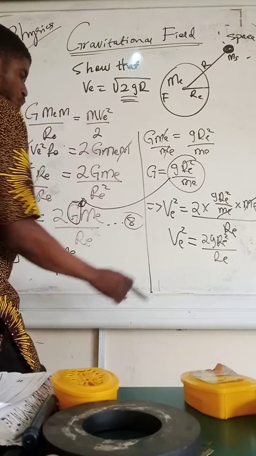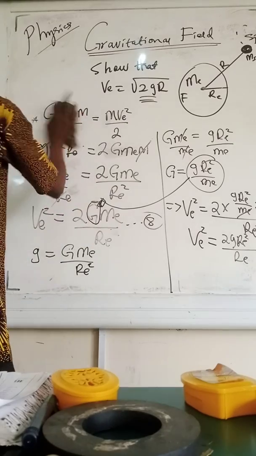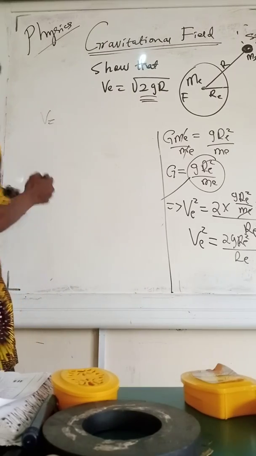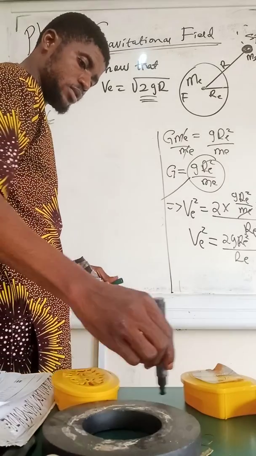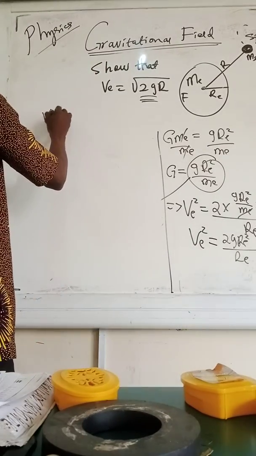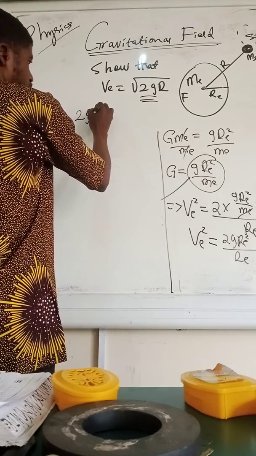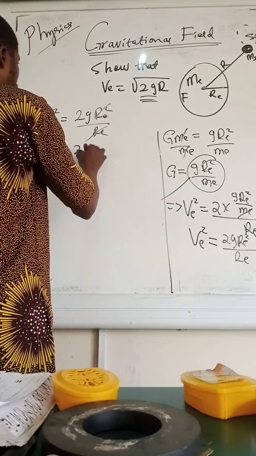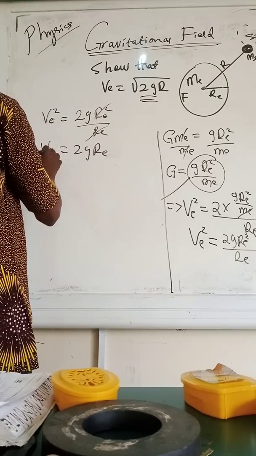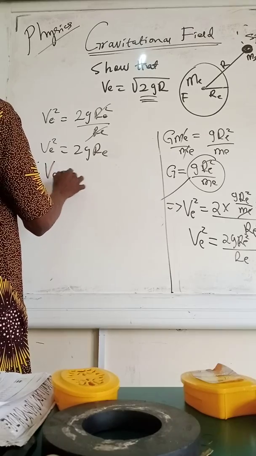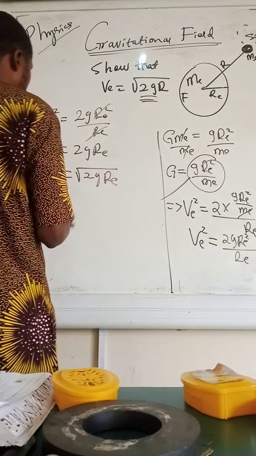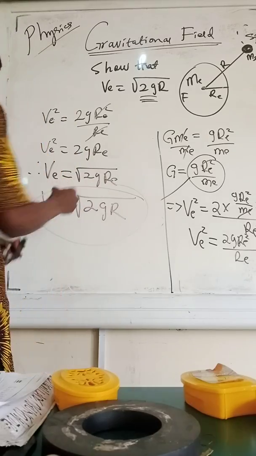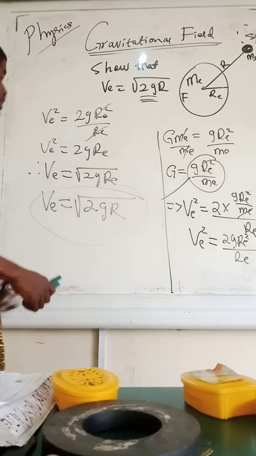So this is what we have. VE squared is equal to 2g RE squared divided by RE. This will cancel this. We are left with 2g RE. So therefore your VE is equal to the root of 2g RE. This can also be written as VE is equal to the root of 2gR. We call this the escape velocity.